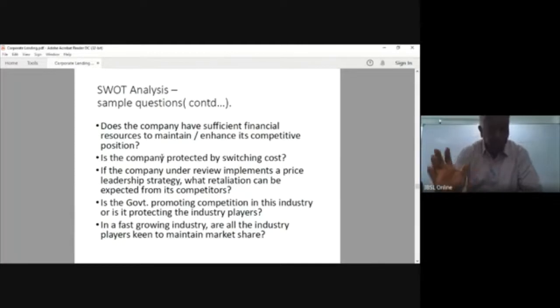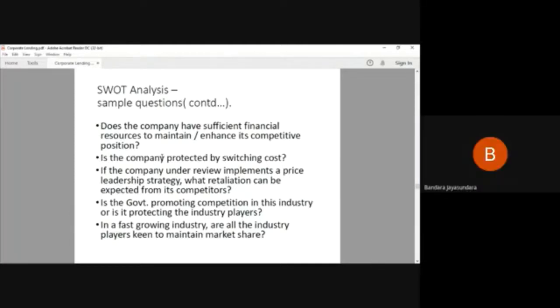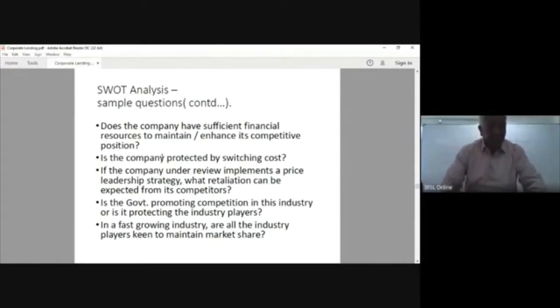Government is promoting competition, which is somewhat of a threat, I think. That is a threat. But for new interest, it might be an opportunity, no? Yeah, that's right. But if the government is protecting the industry players, then it is an opportunity. Right. So similarly, I won't be doing everything.